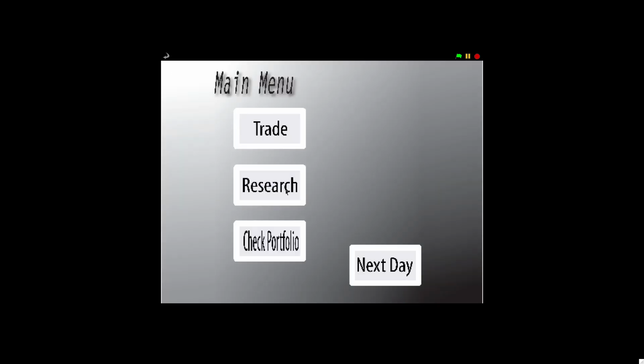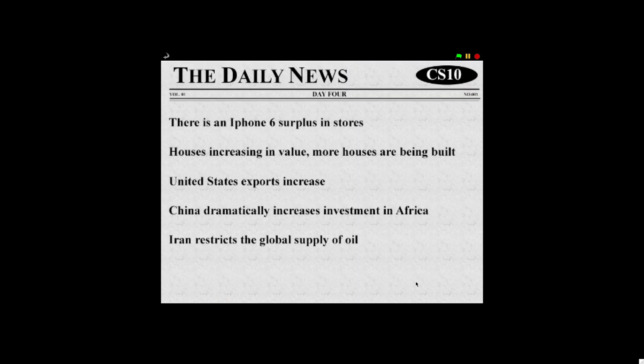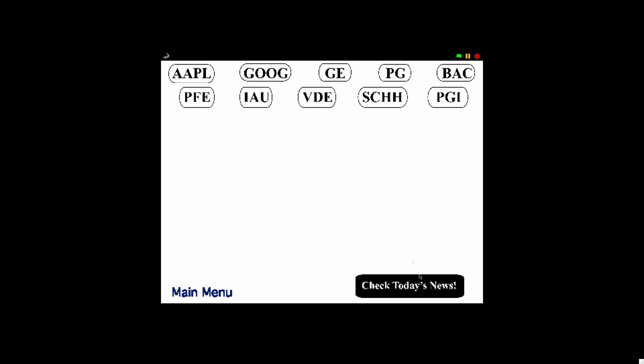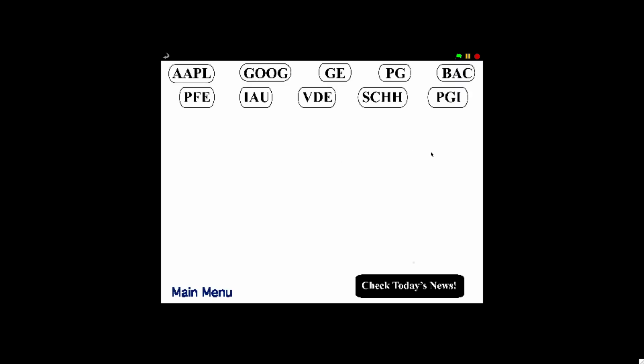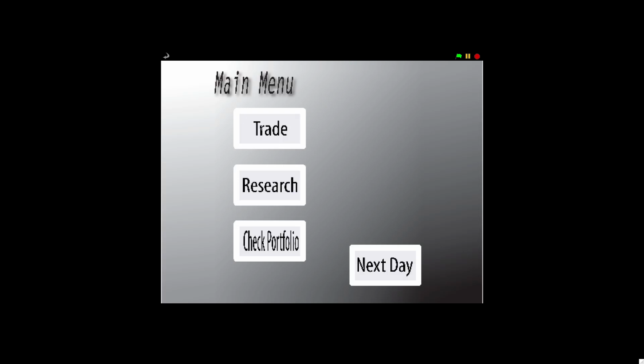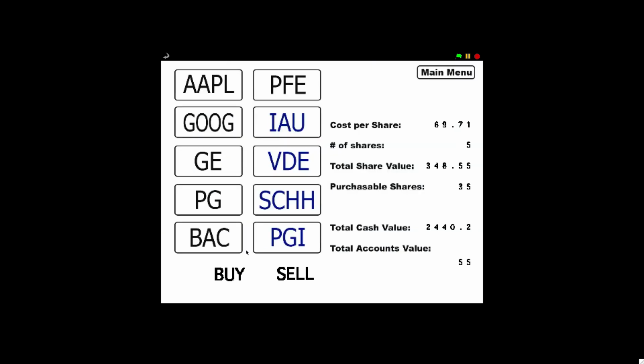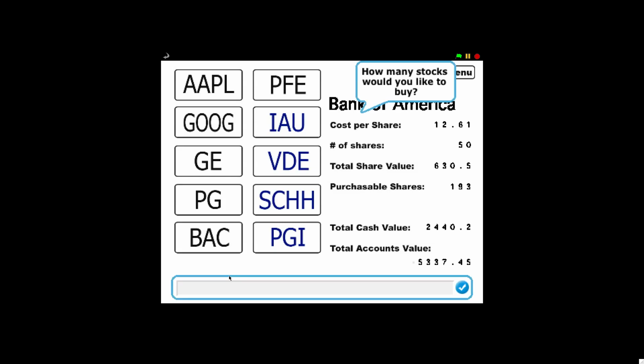Let's go to my menu. Let's go to research. Check the news for the day. Okay. Sorry, I clicked out of that too soon. The housing's increased in value. More houses are being built. Maybe we should invest in something that would. Let's invest in Bank of America with all the money we just sold from Apple. Let's buy 120 of those.